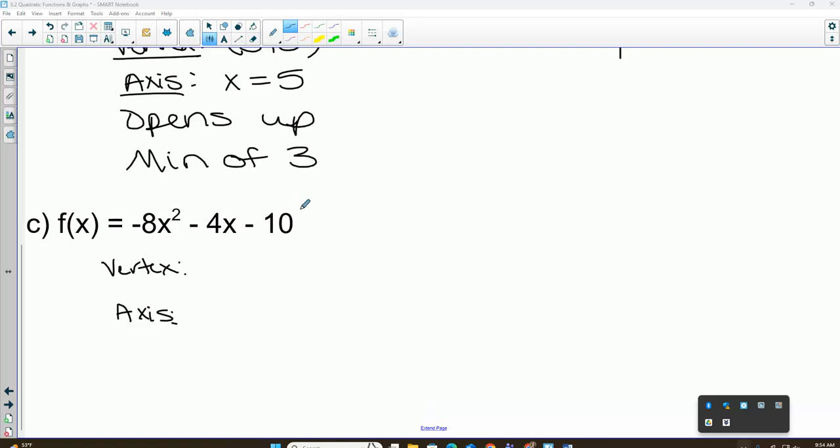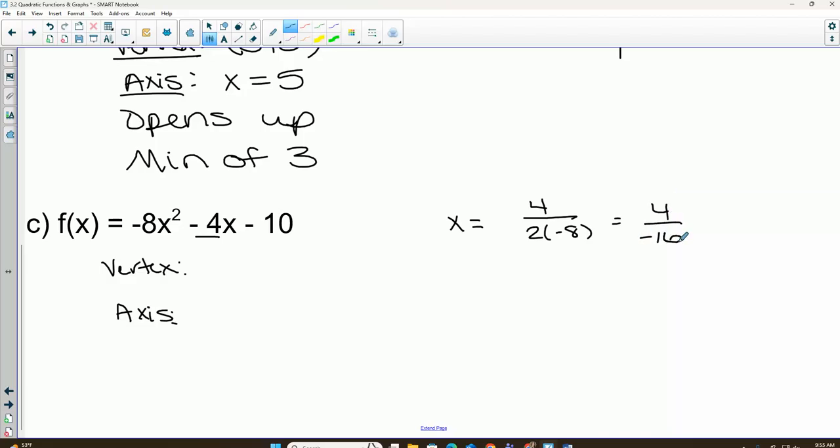I saw a couple different answers walking around, so let's talk about it. So we do this one, we can't do transformation, so we have to do the opposite of b over 2a. b is -4, so the opposite of -4 is +4 over 2 times -8. So 4 over -16 is -1/4. That's the x value. You have to plug that in to get y.